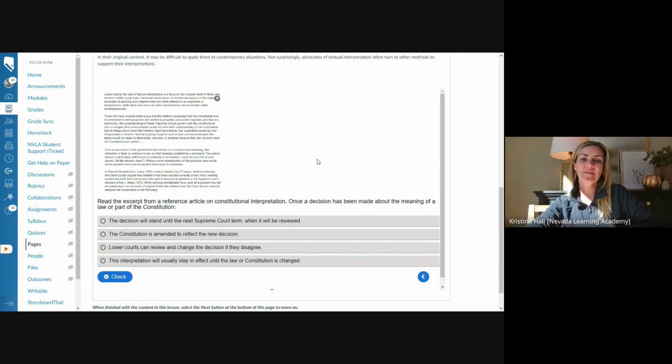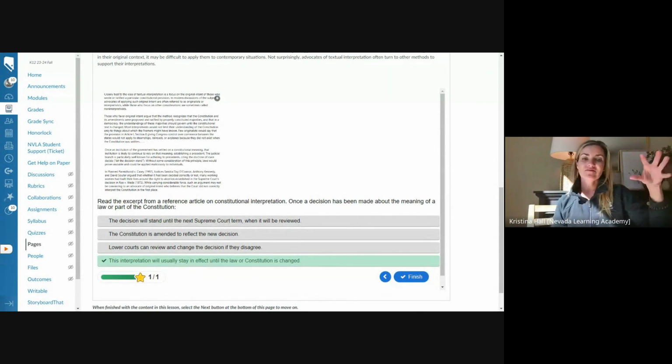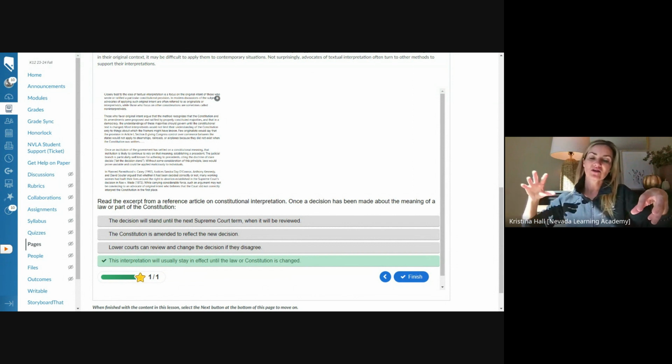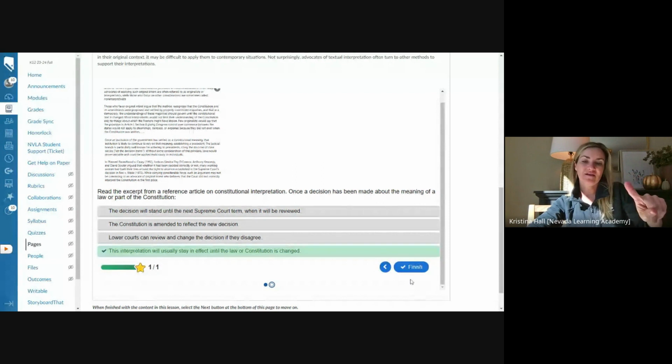Once a decision has been made about the meaning of a law or part of the Constitution, the interpretation will usually stay in effect until the law or the Constitution is changed. So yes, once a court case comes down, whether we like it or not, that interpretation stands until the Constitution is either amended, which is very hard to do, but it does happen, or another court case comes along that overturns or reverses that. So once a court decision is made, it really does stand until one of two things happen: amending of the Constitution or another court case that rules differently dealing with the same topic.